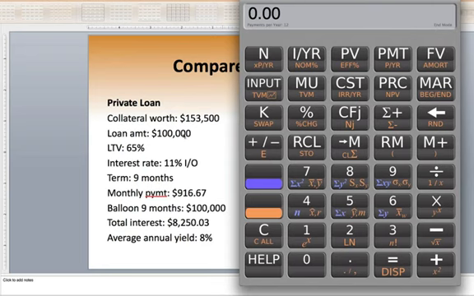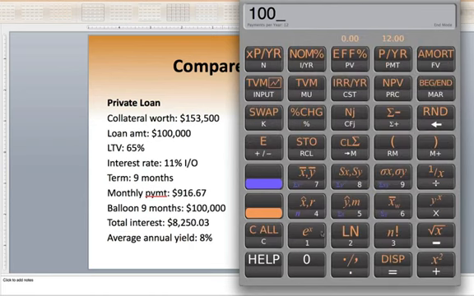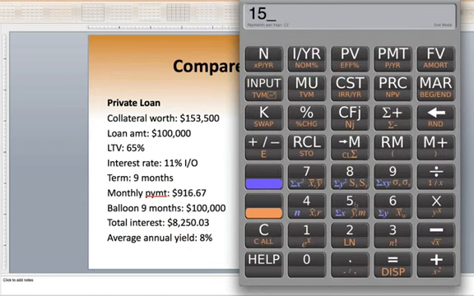So the loan amount is $100,000, or let's say they bring it to you and they say, the property's worth $153,500. How much will you loan me on it? So you'll say, I'll go up to 65% after repaired value. So remember, move the decimal 2 places to the left. So times 65 equals, I'm a little bit off there, but let's just be generous with me and let that be 100,000, since I'm trying to do this example.